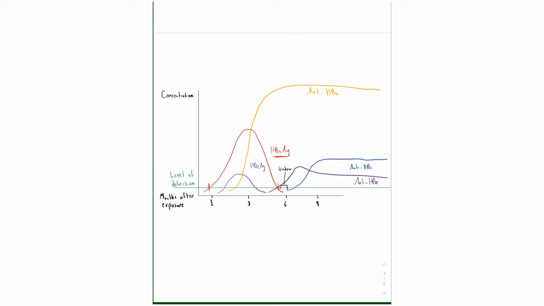Now, as you can see here, between the two there's something called a window period. The window period is basically a small period where neither the surface antigen nor the surface antibody is detected. And so people might mistake it for the person not having hepatitis in the first place, but the only thing that will show up on blood work is the core antibody.